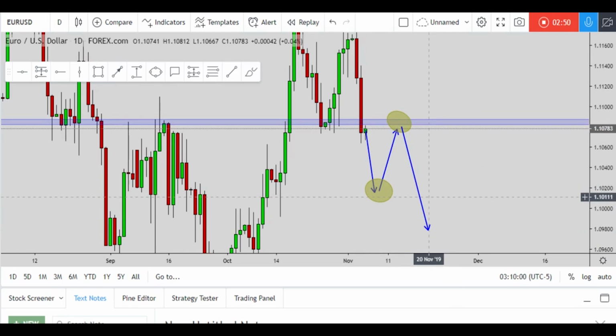Now, if you enjoyed this analysis, you can basically use it together with your own analysis and your own strategy. And I really do suggest that you monitor this setup on EURUSD.